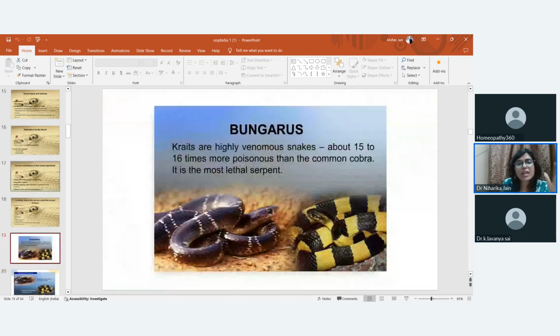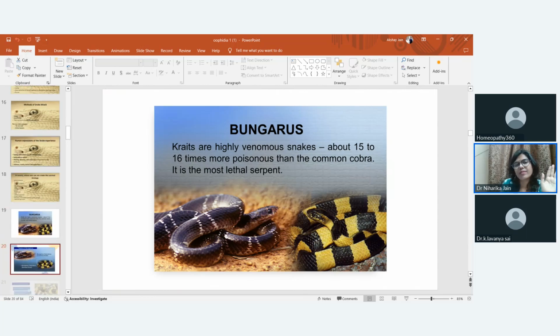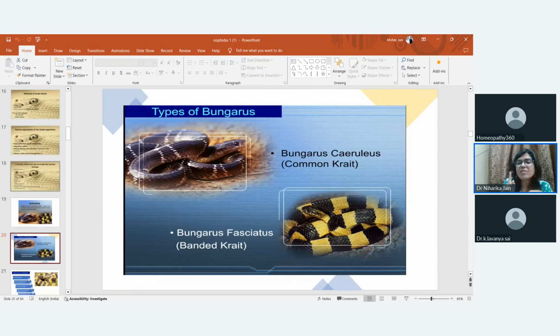So now here we understood. Start with the Ophidia group remedy. This is Bungarus. The Kraits are highly venomous snakes, about 15 to 16 times more poisonous than a common cobra, and they are the most lethal serpents. Types of Bungarus include Bungarus caeruleus, the common Krait, and Bungarus fasciatus, the banded Krait.